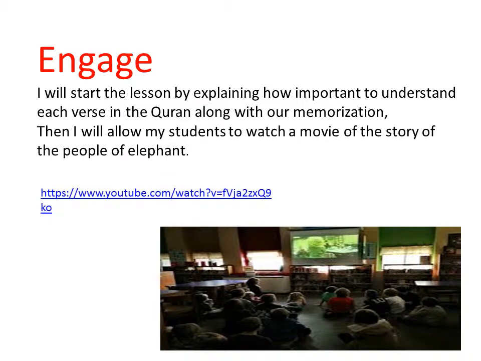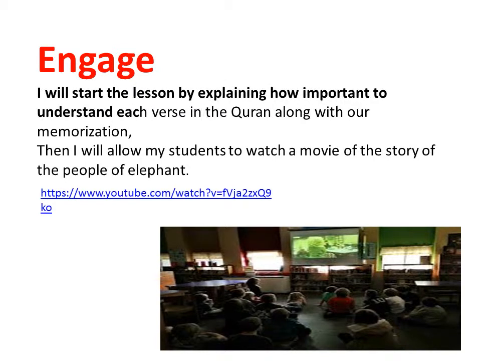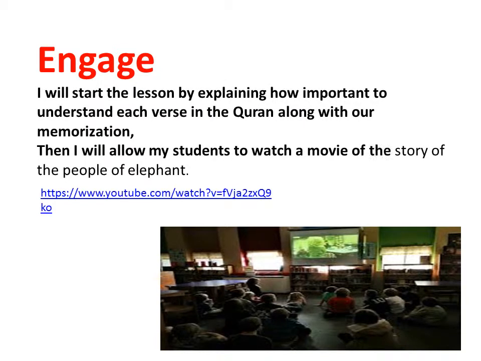To engage my students in the lesson plan, I will start by explaining to them how important it is to understand the Quran while memorizing it, because when we know the tafsir of the verses of the Quran, then we will understand the message delivered by those verses.